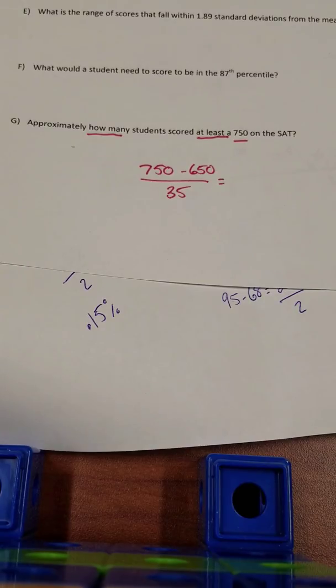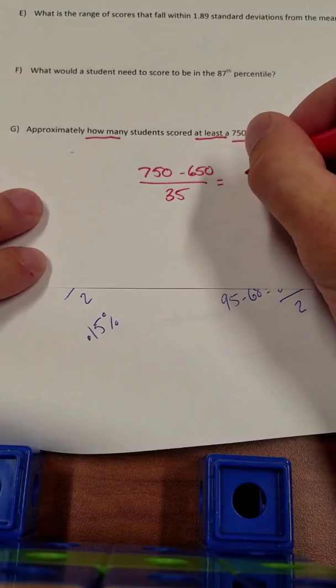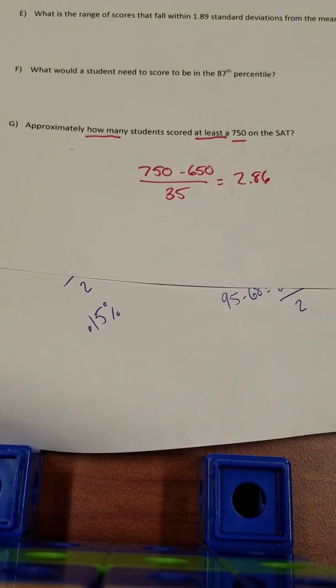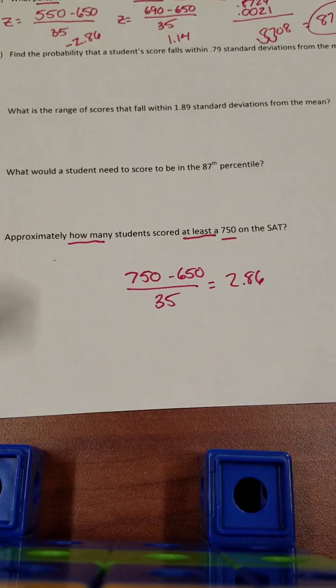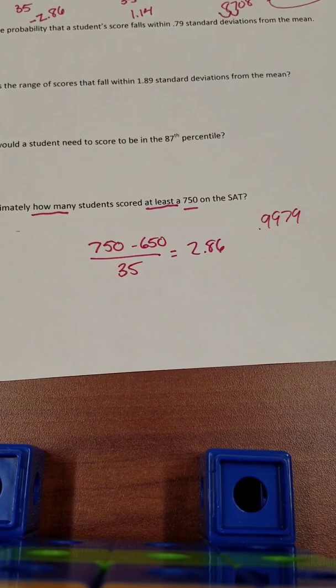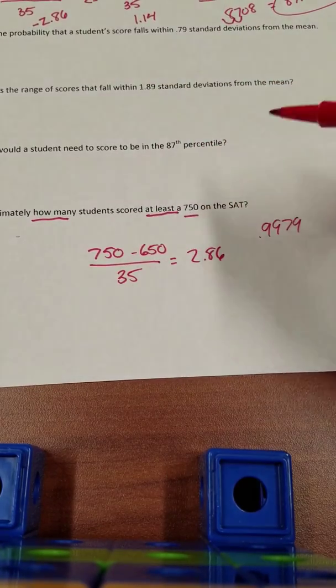So data point minus mean divided by standard deviation gives me a Z-score of 2.86, which is rather large, in all honesty. Now, what I have to do with that is to look at my Z-scores chart and figure out where that falls. So, looking at the chart, 2.86 gives me a Z-score of 0.9979. Okay? At least.